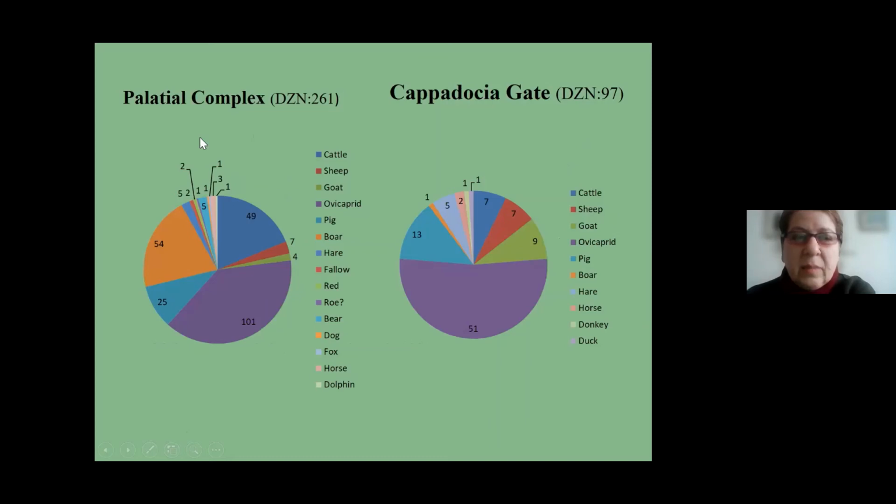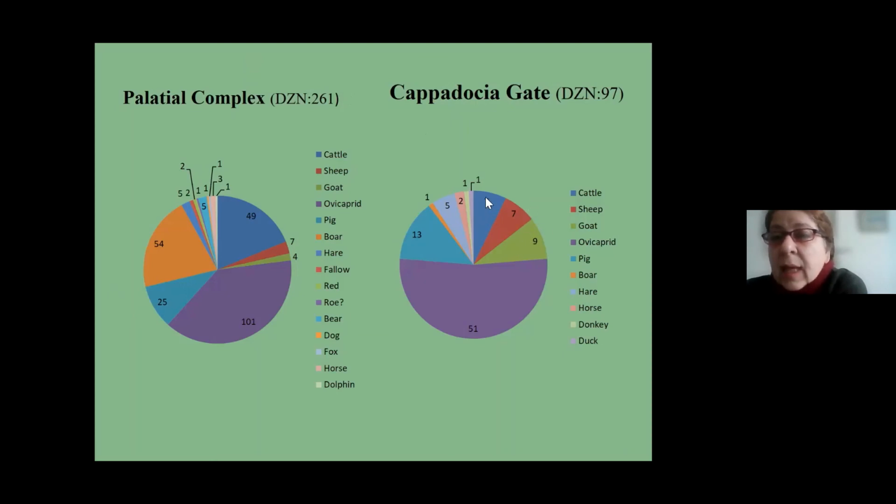And you can see two pies, one for the Cappadocia Gate, one for the Palatial Complex. I want to tell you that this is diagnostic zone calculations, not an ISP. And the first thing you obviously notice is the much longer list in the palace. This much longer list might relate to the smaller sample size of Cappadocia Gate, but when you see the composition also, the situation is quite different.